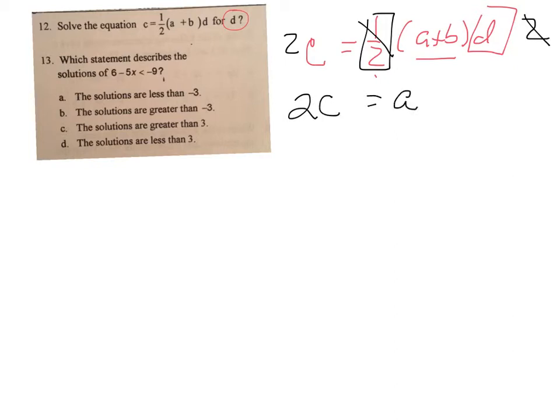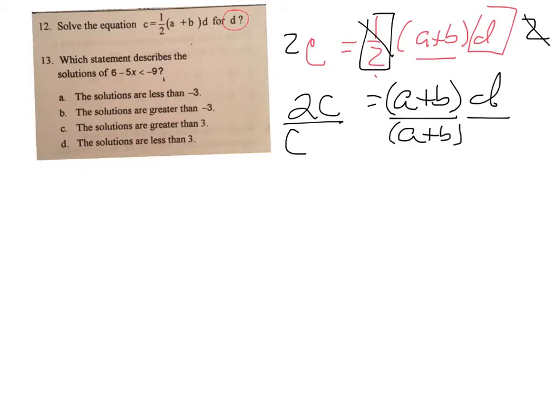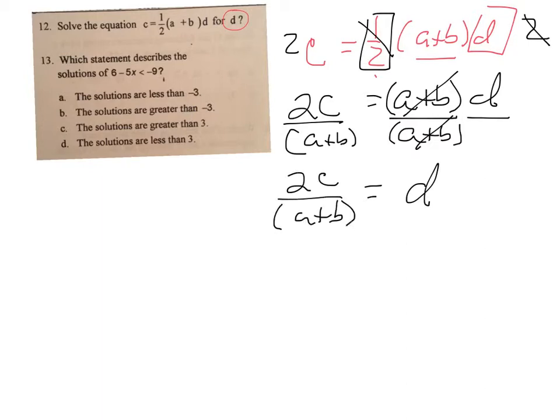I'm going to write down what I have left. A plus B is still in parentheses. I do not get rid of it. And then times D. This is A plus B times D. The way we get rid of things that are multiplied is we divide. So I'm going to divide by A plus B, keep it in parentheses on both sides. These cancel out, and in 2 steps I have D is equal to 2C over A plus B. And that's the answer to number 12.